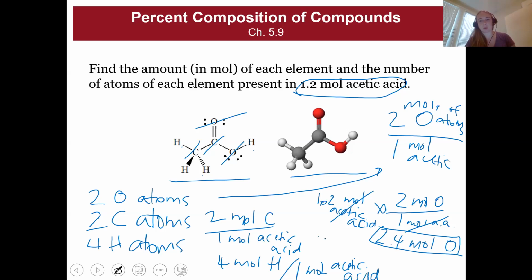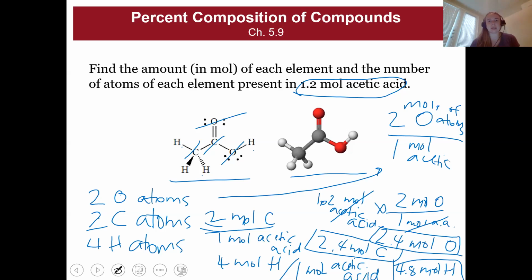Likewise, we're going to have 2.4 moles of carbon, because we have the same conversion factor, 2 per mole. So 2.4 moles of carbon is in that sample. And we have 4 moles of hydrogen, so that's just going to be 4.8 instead. So 4.8 moles of hydrogen. So those are the amounts in moles of each element present in 1.2 moles of acetic acid.